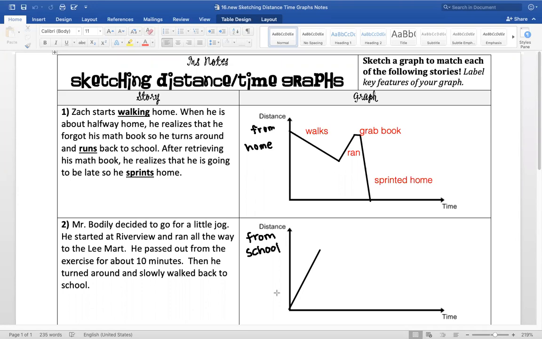What happened at the Lee Mart? Well, he passed out for 10 minutes. So I'm going to show that Mr. Bodily passed out for 10 minutes. So it's a flat line because he's not getting further from school, but he's also not getting closer to school.